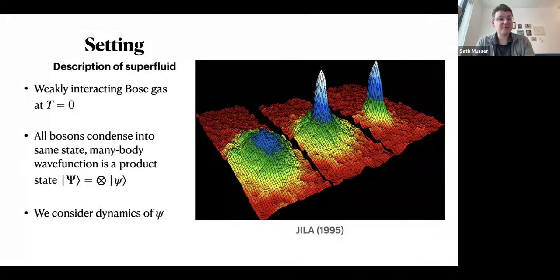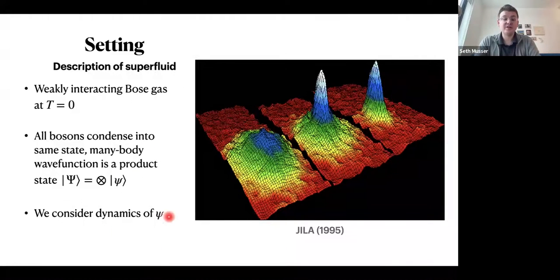And without further ado, I'll jump in and set the stage for what we'll be thinking about before I have some digression into the theory of flight and discuss how that applies to the superfluid. So we'll be thinking about a weakly interacting Bose gas, and we'll make the approximation that temperature is strictly zero. And what this will mean is that all of our bosons will condense into the same state so that the many-body wave function will just be a product state. So in this classic image, the formation of this condensate where all of the bosons have condensed into the same state, representing this peak in the momentum distribution.